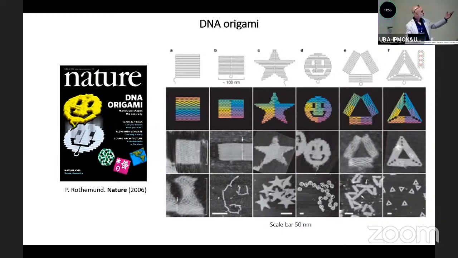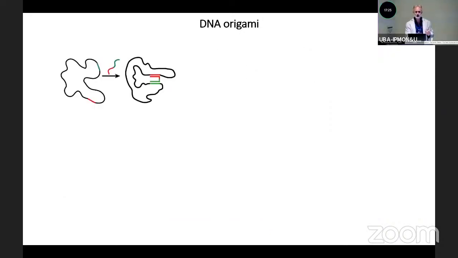It kind of started with this paper by Paul Rothemund in 2006. And the idea is to use DNA as a material here. You all probably know that DNA is a biomolecule that encodes genetic information. But here we are going to use just the property that DNA can form a double helix if it has the right sequence. And if it doesn't have the right sequence, DNA will not self-assemble to form the double helix. That's all.